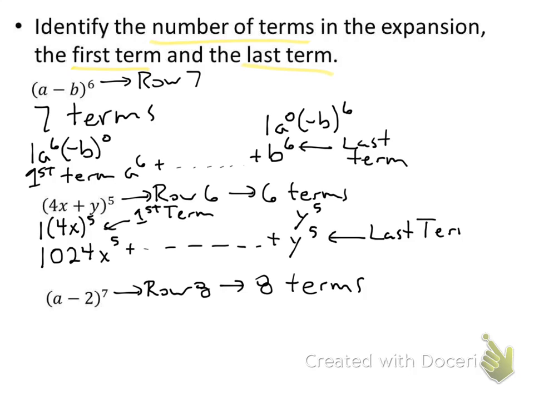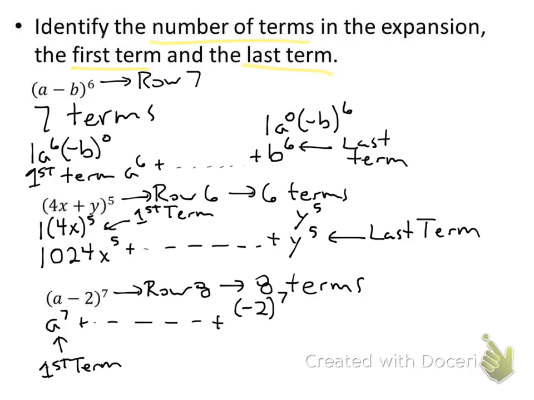Now keep in mind here, normally if we're not on the first and the last term, we have to pay attention to coefficients, but since it's the first and last term, the coefficients are 1. Okay, a minus 2 to the 7th, I have a to the 7th as my first term. And then we go on through there. We get to the end. It would be negative 2 to the 7th. Well, 2 to the 7th.